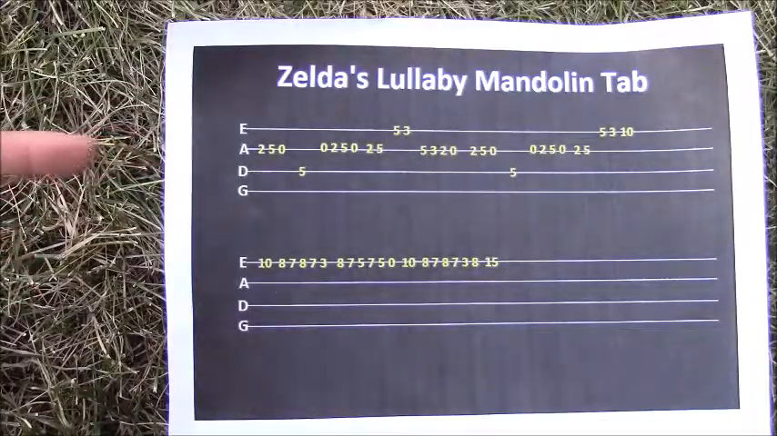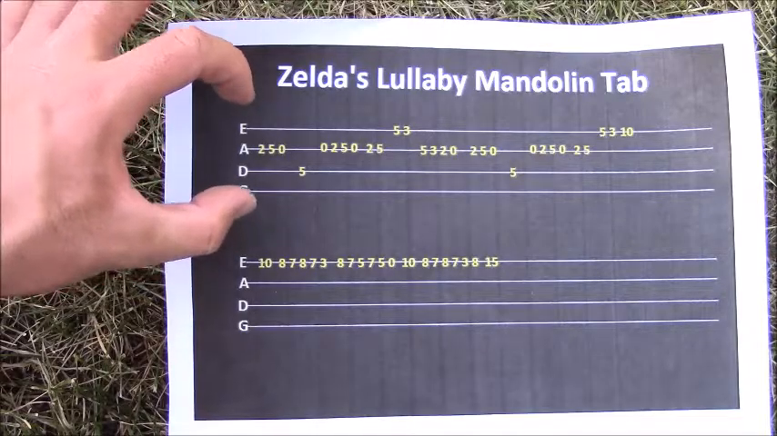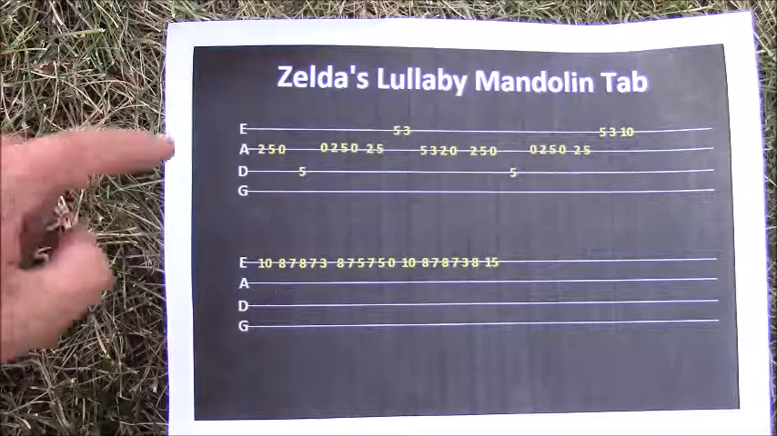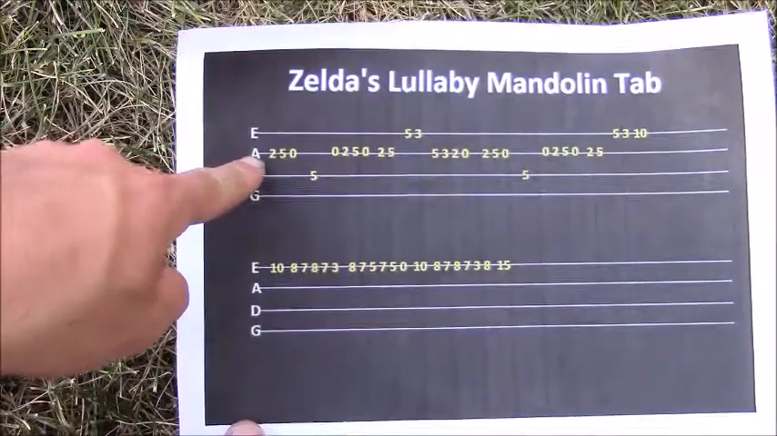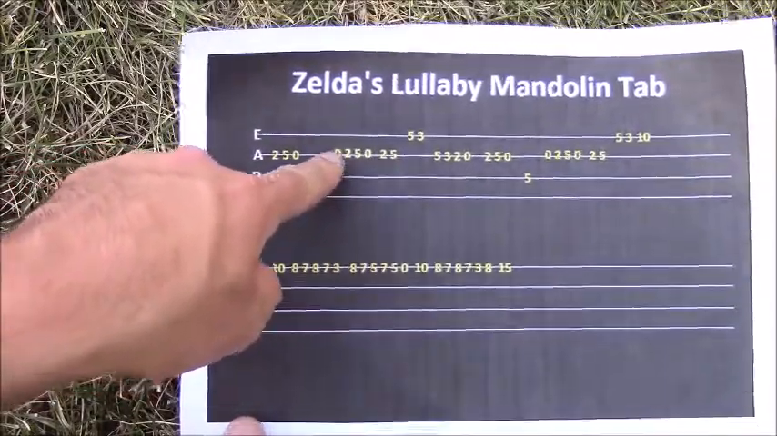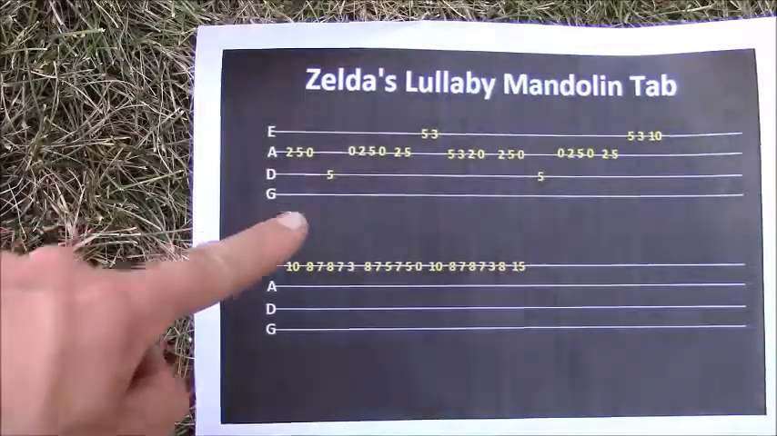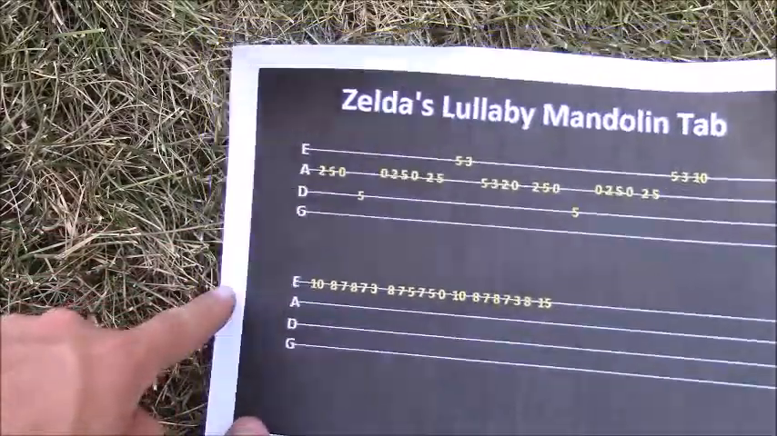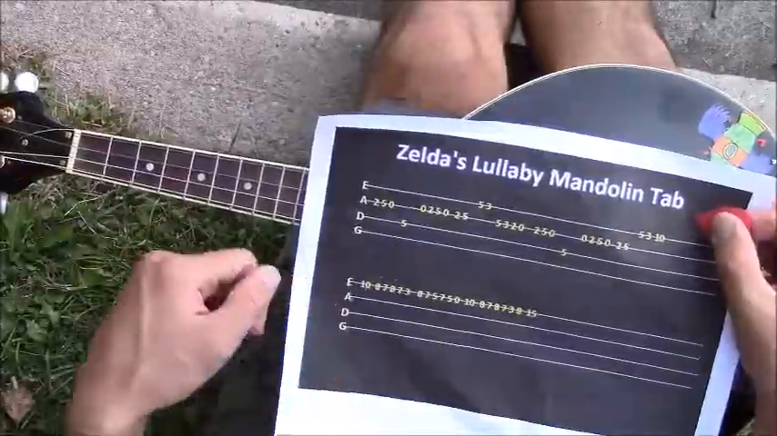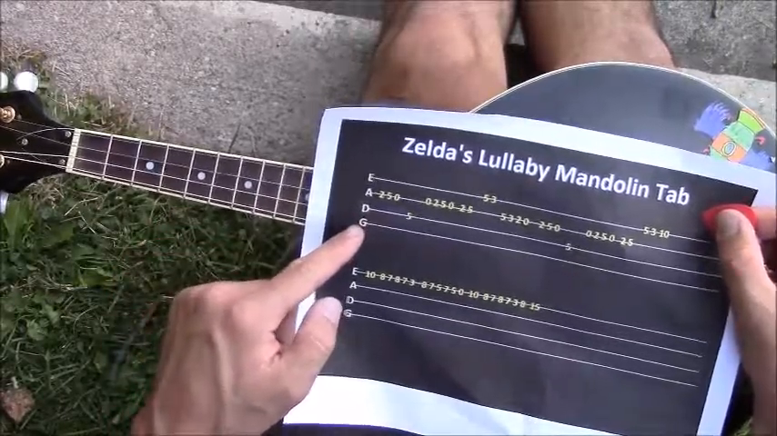When you're using mandolin tabs, make sure you do one section at a time. So for example, first you would do this section, do 2, 5, 0, go down here, follow this path until you get all the way done, and then start playing this section down here. Because when you hold it in your lap, the strings line up perfectly.